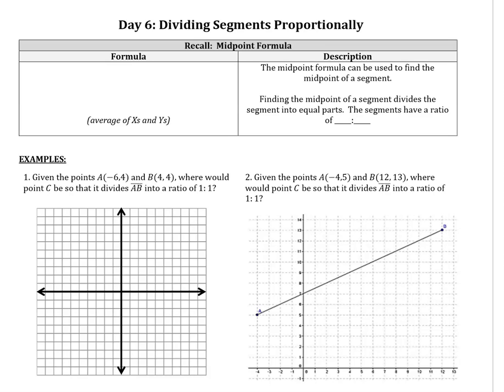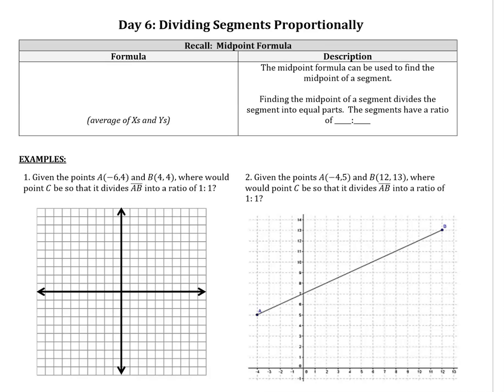Welcome to day 6 of our Unit 7 notes on dividing segments proportionally. So today's lesson is going to be us dividing segments into what we call a 1-to-1 ratio by finding the midpoint, which we actually know about from prior units, and then how that looks if we want to divide something into thirds or fourths or fifths and so on and so forth.